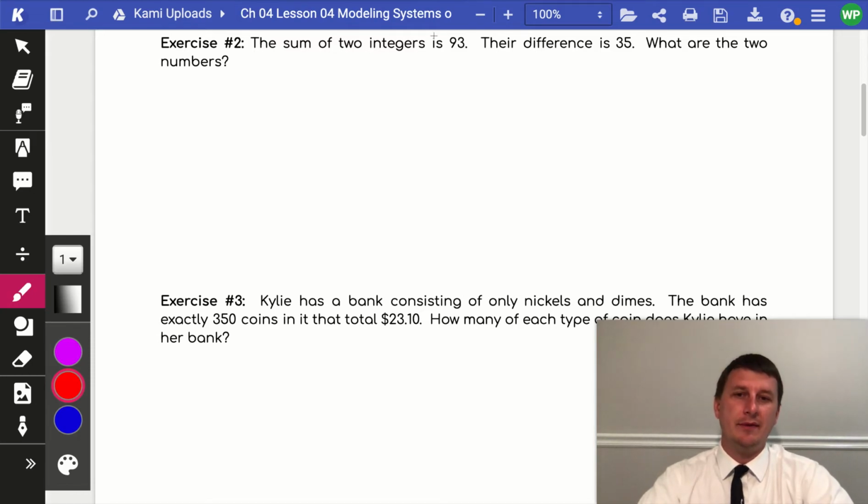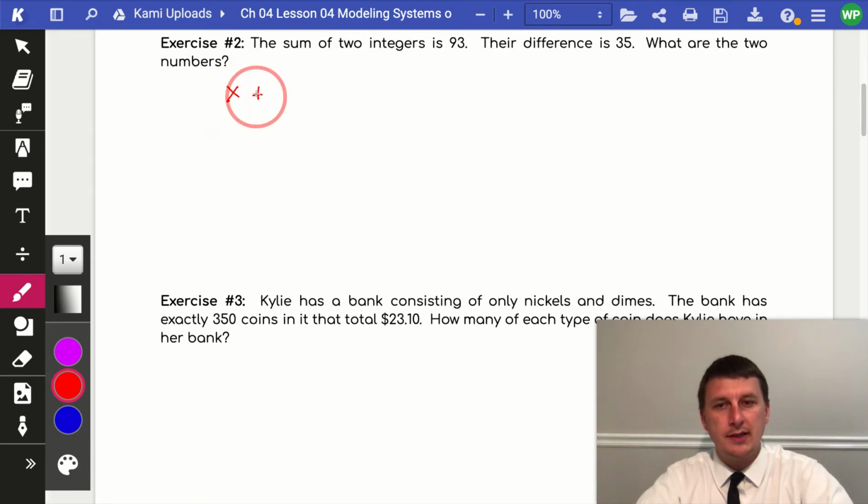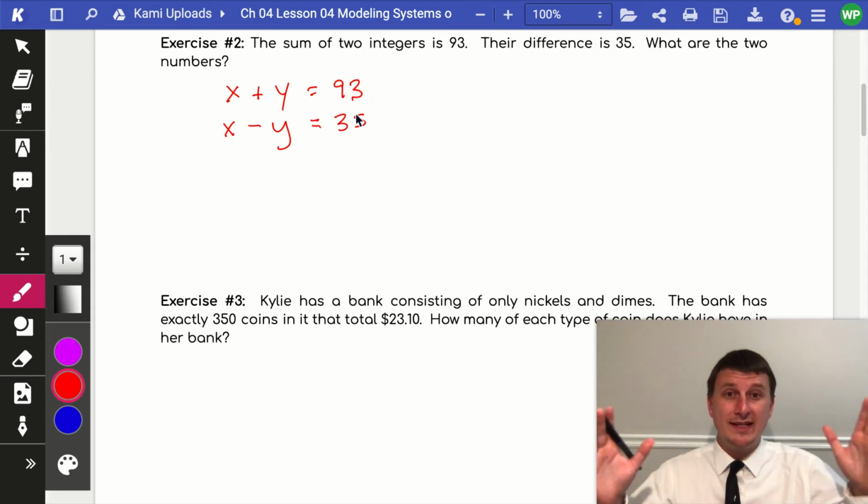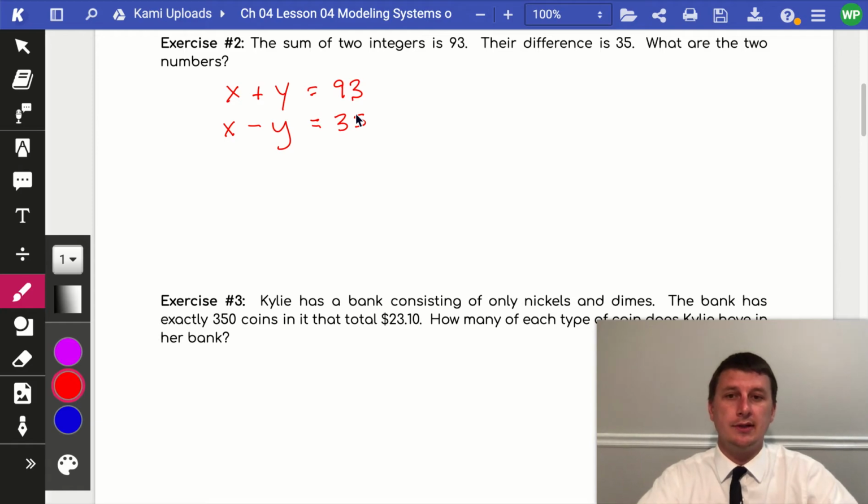So we know that the sum of two integers is 93. We don't know what the numbers are, so if we add one number plus another number that's different, it's going to equal 93. And we also know that when you subtract this number minus that number, their difference is going to be 35. So what we just did was set up a system of equations. And not only that, but we're ready to solve it by using the elimination method.